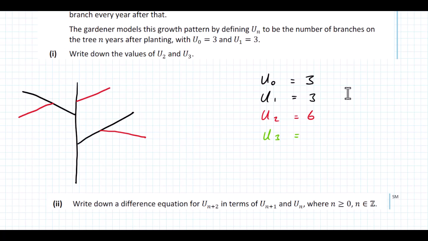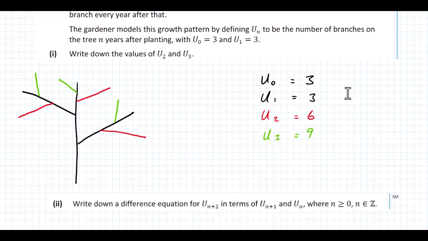Now let's look at U_3 then. These red branches here that I've drawn are not going to produce another branch this year, but the black ones here will. So we're going to end up with another branch here, another branch here, and another branch here. So that'll give us 1, 2, 3, 4, 5, 6, 7, 8, 9. So U_3 then will be 9.